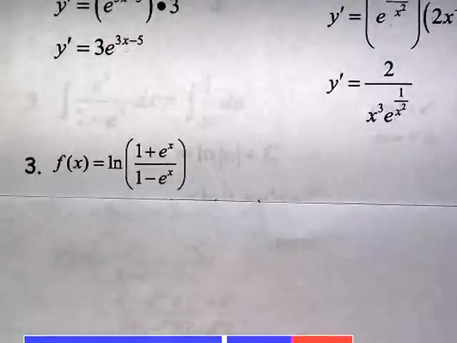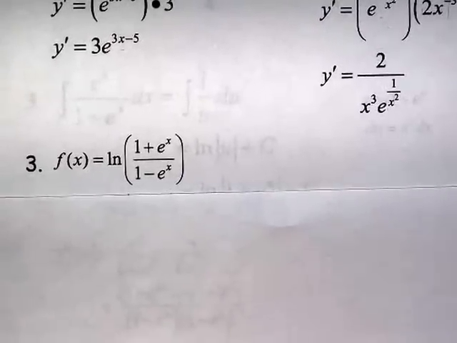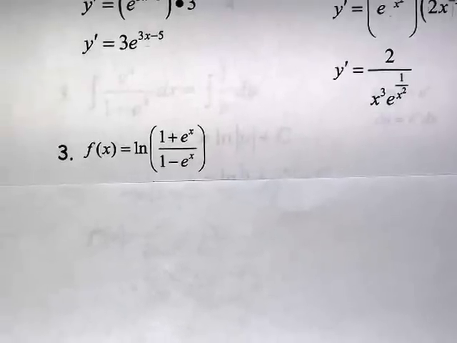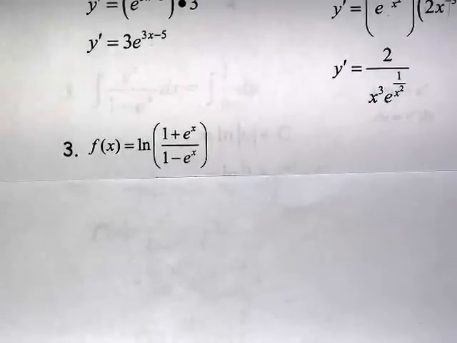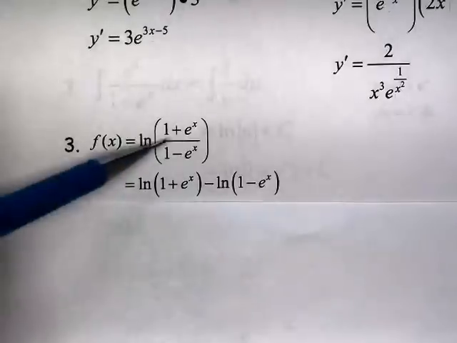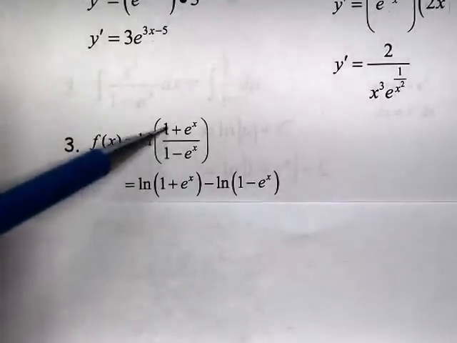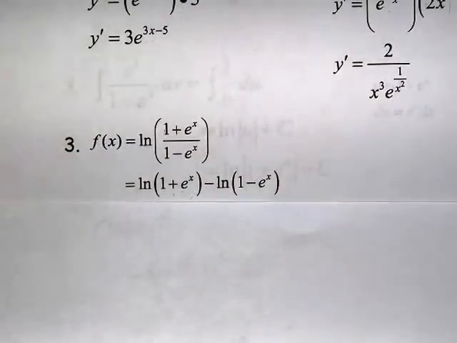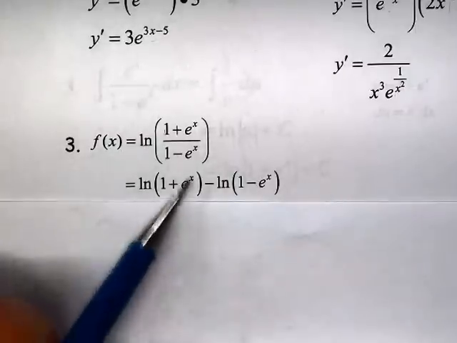Natural log of 1 plus e to the x over 1 minus e to the x. All right. For this problem, we're going to use the properties of logarithms to simplify, or to really expand this a little bit to make it easier for us to find the derivative. So the first thing I'm going to do is split this logarithm up into 2. I have division, so it becomes subtraction. And now I'm going to take the derivative of each of these.